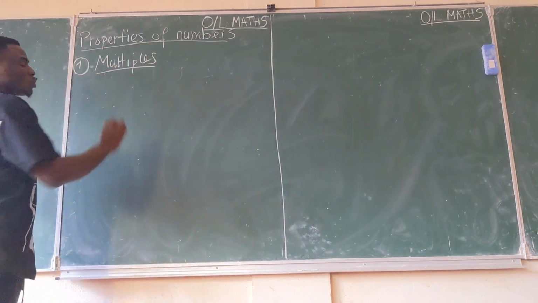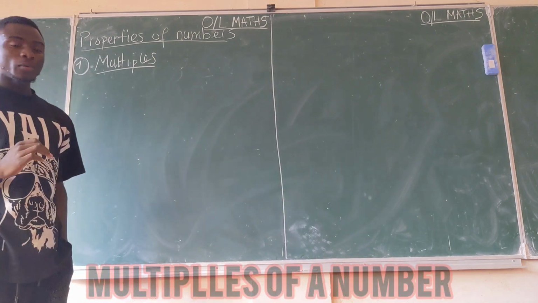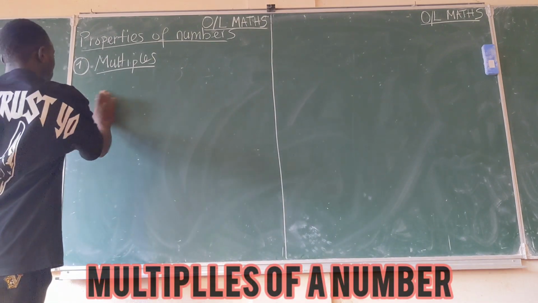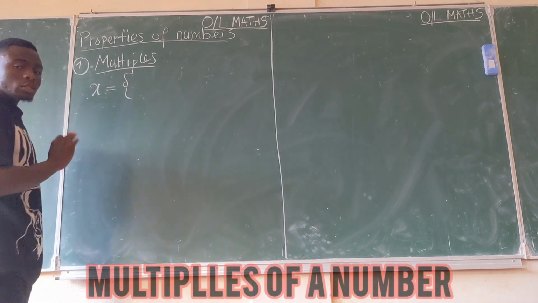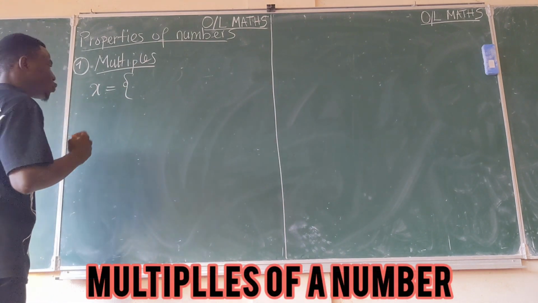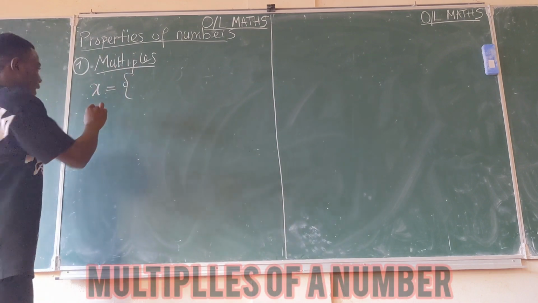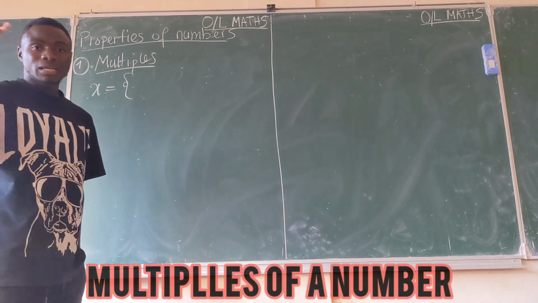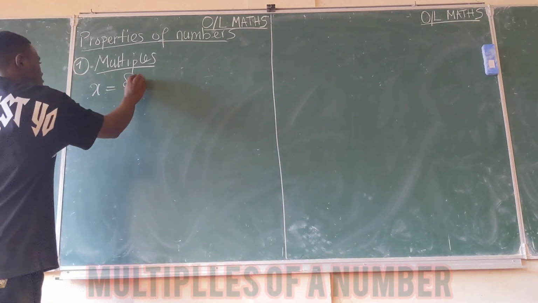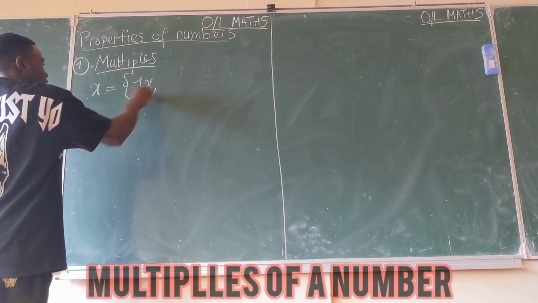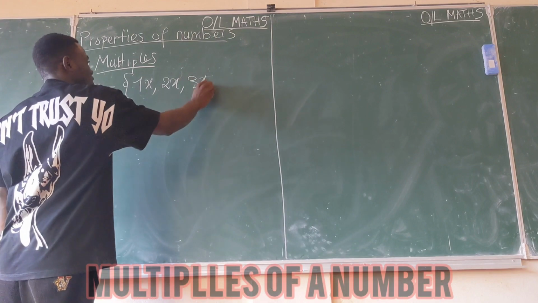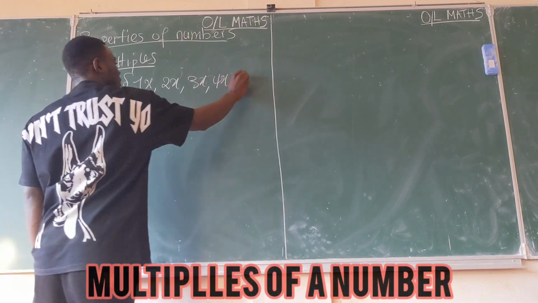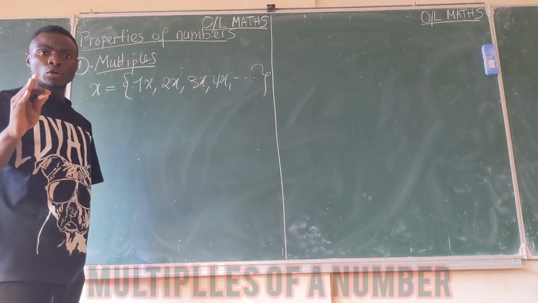And the very first property we're looking at is the multiples of a number. Generally, if we are talking about the multiples of a number, say x, then the multiples of this number simply means that we should multiply x by a progressive series of numbers. So the first multiple becomes 1x, 2x, 3x, 4x, and so on.